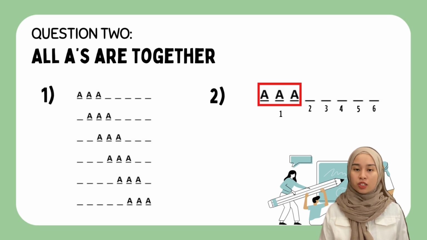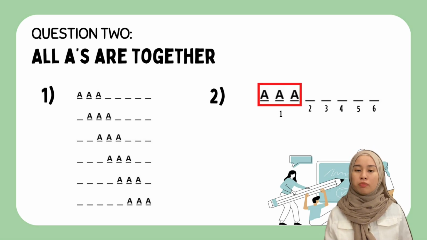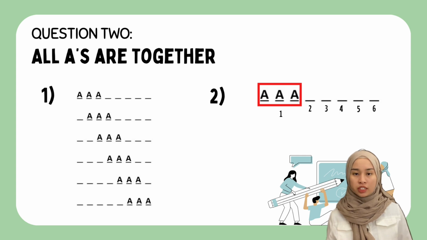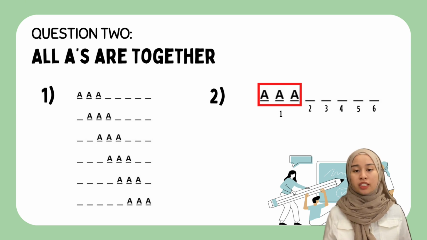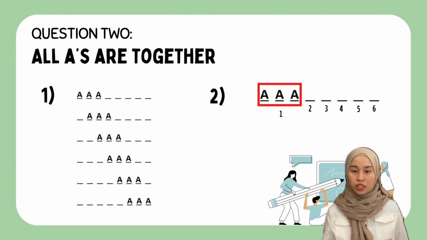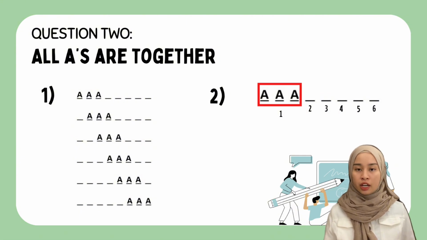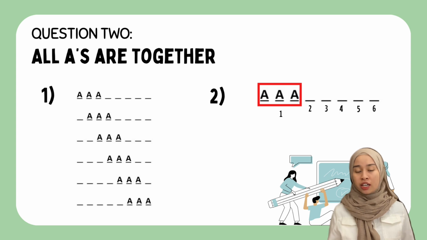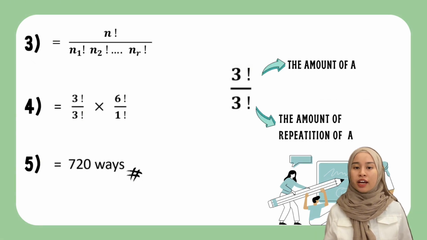When the question says all A's are together, it could be together like this or any of these. Since all A's are together, we consider them as 1, and the rest we can start to count as 2, 3, 4, and so on. Now, by using the same formula as before, you can just replace the values and it will become like this.